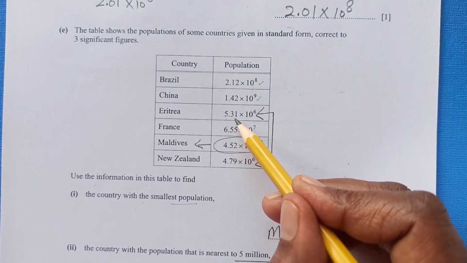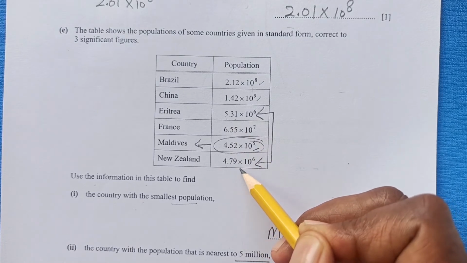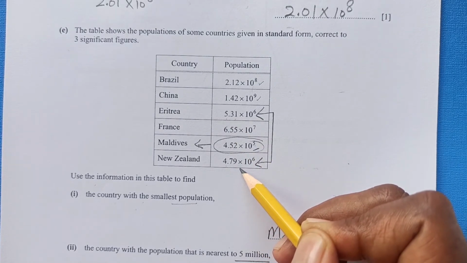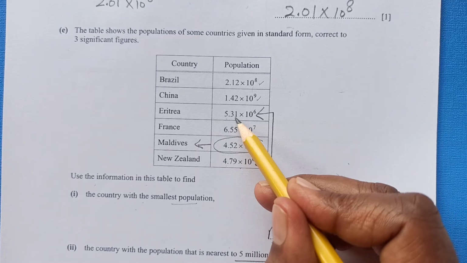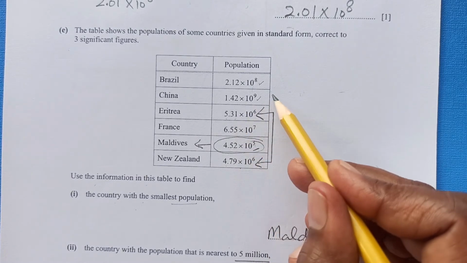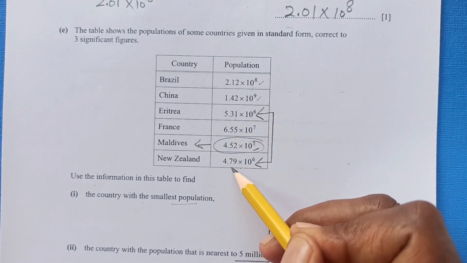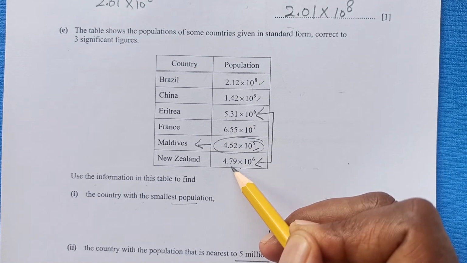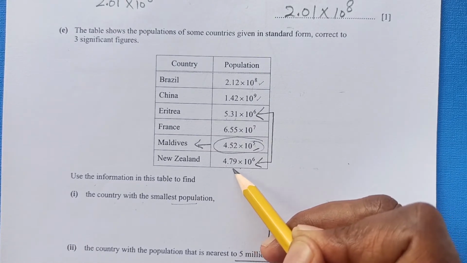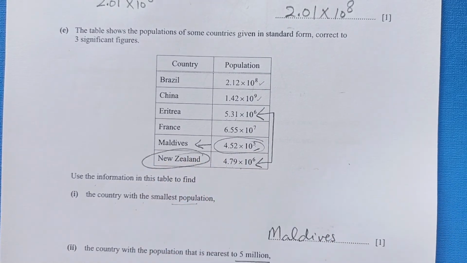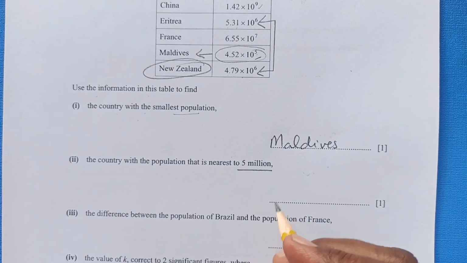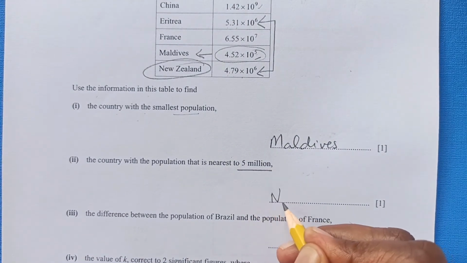So this is 5.31, this is 4.79. So which one is closer? You can see this is 31, it's less than 50, so 50 plus something decimal part. This is nearest to 100, that means to 5. So this will be the answer for this one, nearest to 5 million, which is New Zealand.